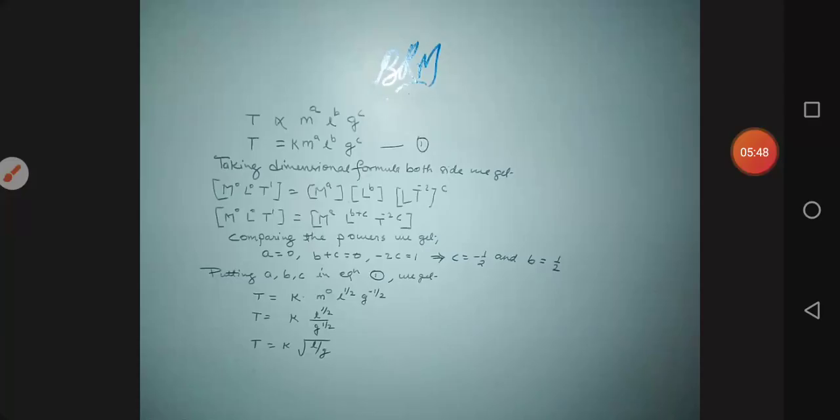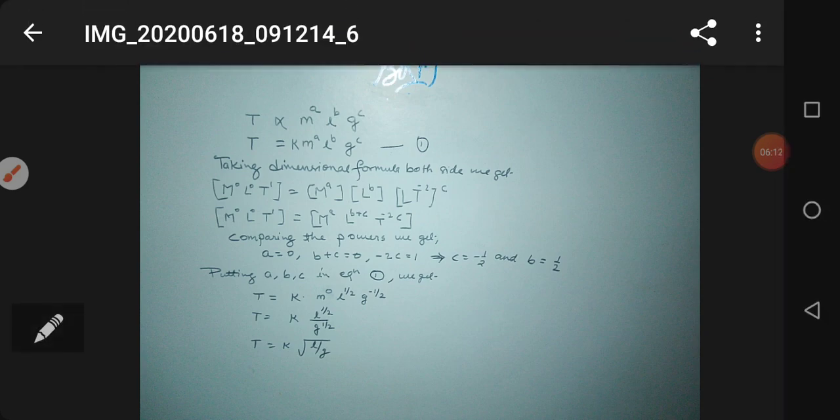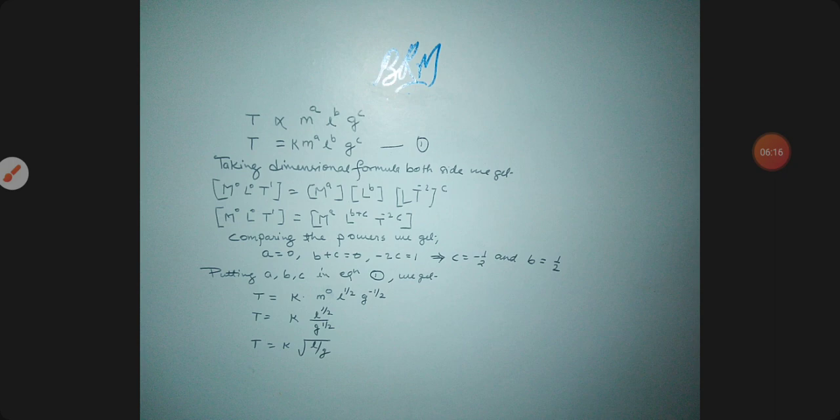Now since g has power minus 1 by 2, when we bring it to the denominator, it will be g power 1 by 2. We know that if there is a power of 1 by 2, we can write it as a square root. So l and g both have power 1 by 2, so combined we can write both of them under a square root, and therefore T is equal to K under root l by g.